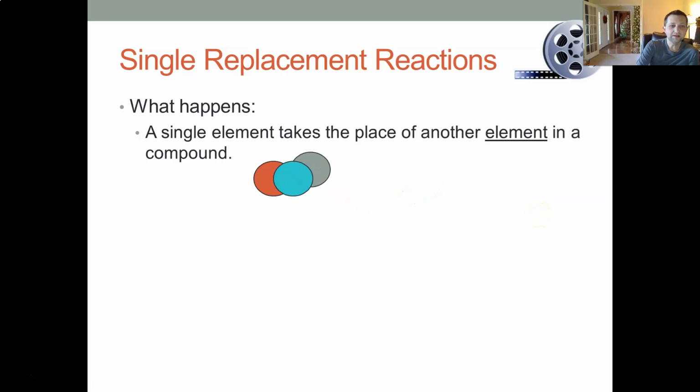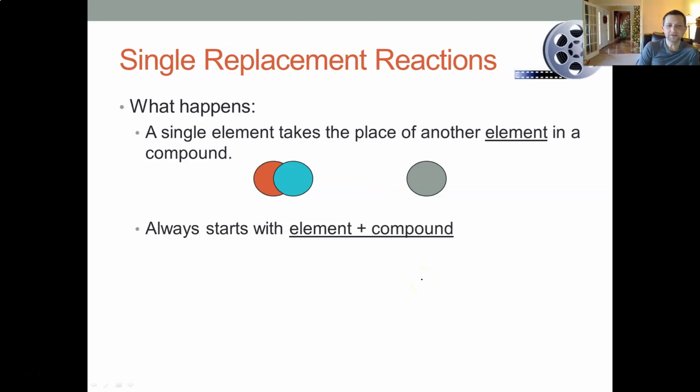Single element comes in, kicks out another element in the group. Okay, so again, one more time. Watch our single element here, that blue circle, take out the gray circle. Comes in, there we go. All right, so that's your product. Well, those are your products, 2 of them. Okay, so you're going to create another element and a compound. You just have some things switching places. All right. So you're always going to start with an element and a compound here. And here are some examples for you.